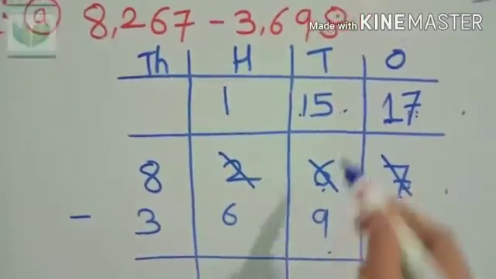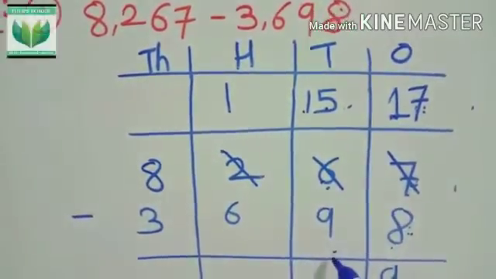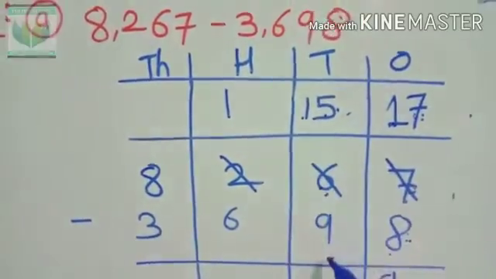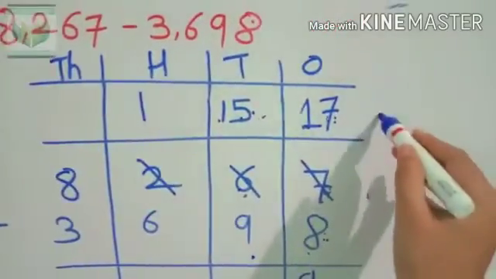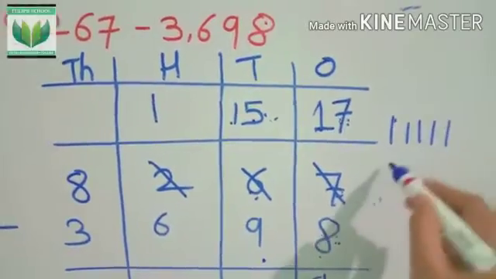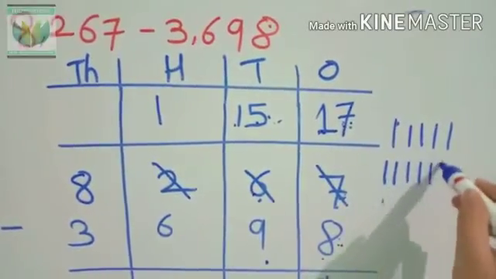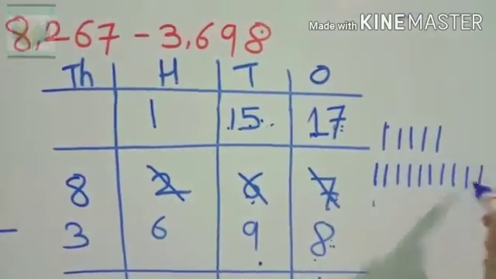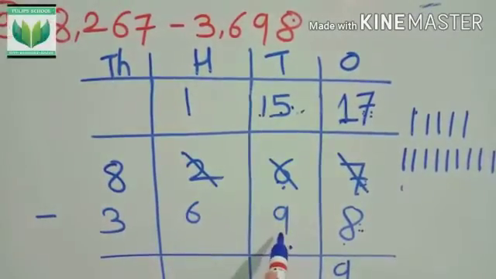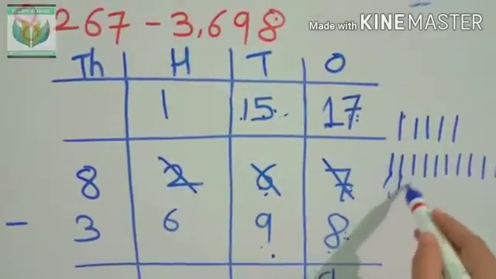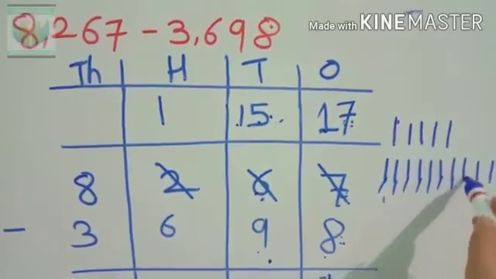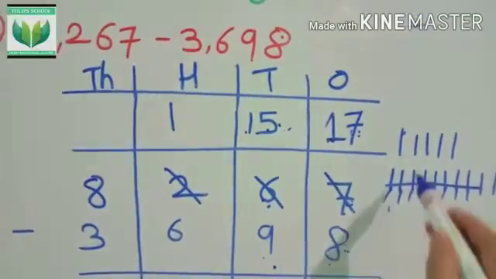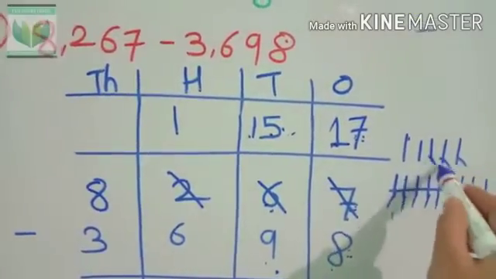Okay. Now 15 minus 9 is easily going because it is the big number minus the small number. Now let's solve: 1, 2, 3, 4, 5, 6, 7, 8, 9, 10, 11, 12, 13, 14, 15. How many do we have to cut? 9. 1, 2, 3, 4, 5, 6, 7, 8, 9. Remaining: 1, 2, 3, 4, 5, 6.